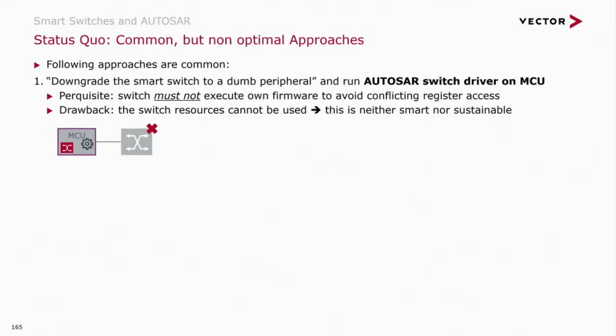But how did we treat those devices that already exist in the market? There were two approaches which are not optimal. The first approach was we downgraded the switch. We just switched off the CPU subsystem of the switch so that we had this traditional AUTOSAR approach, meaning we managed the switch from the AUTOSAR side, so we could not use the resources that we have on those switch devices. This is definitely not a good approach to deal with those devices.